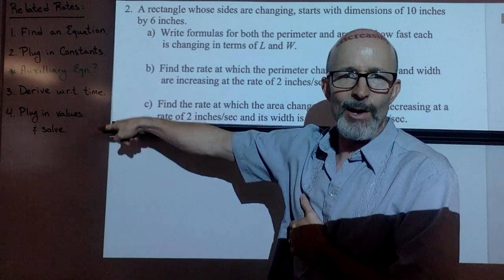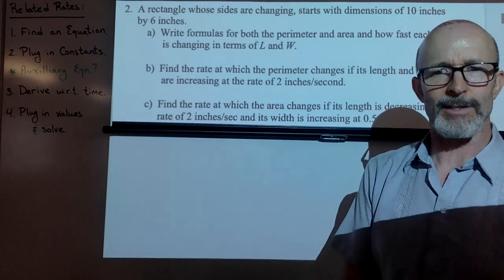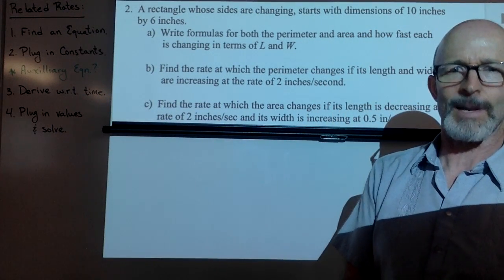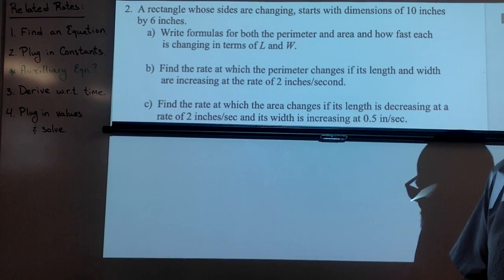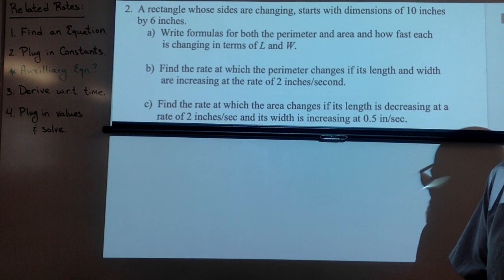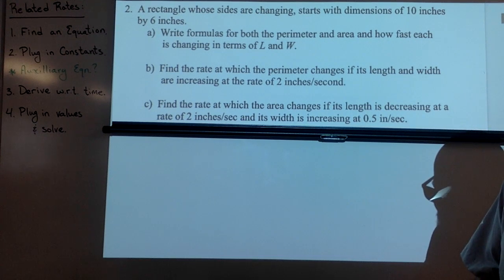Wow, I'm blocking stuff. So I wrote down the basic rules for solving related rates over there as quick and easily as possible. And we have a situation here. Apparently we have a rectangle. It was 10 by 6, almost the size of a sheet of paper. But for some reason, this is growing or shrinking or something like that.